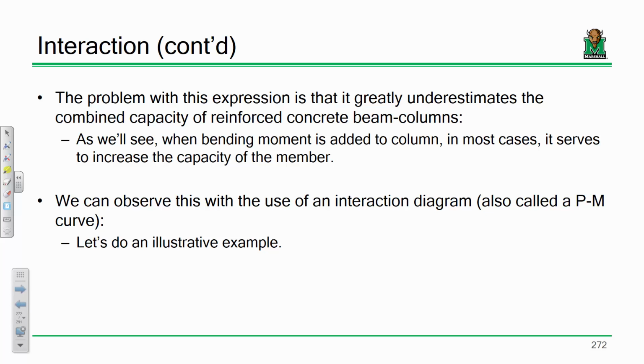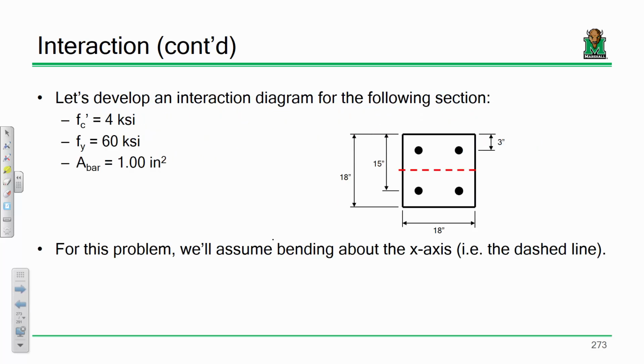And what I want to do is show you how that works through an illustrative example. I want to take a representative section and draw an interaction diagram, an actual real interaction curve. I'm going to show you how these calculations work, and I think you'll find this is pretty straightforward. Now, I got a column here. It's got 4 ksi concrete, 60 ksi steel. Each of these bars are number 9, so I've got 4 number 9s in the section.